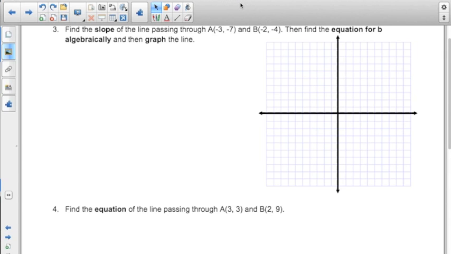So this question says, find the slope of a line passing through (-3, -7) and (-2, -4). Find the equation for B algebraically, and then graph the line. Well, first thing we got to do, we can do this whatever way we want. Let's make our lives easy. So let's go 1, 2, 3, 1, 2, 3, 4, 5, 6, 7. So this is our A, and B is -2, 1, 2, 3, 4. This is our B, and we can already graph our line.